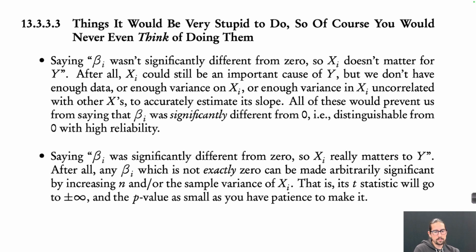So another one, the converse of that, is saying, okay, well, look, this coefficient has a tiny p-value, or the confidence interval is so narrow, so clearly x really matters for y. And the issue with that is that any p-value can be made arbitrarily small if you just have really large samples, right?